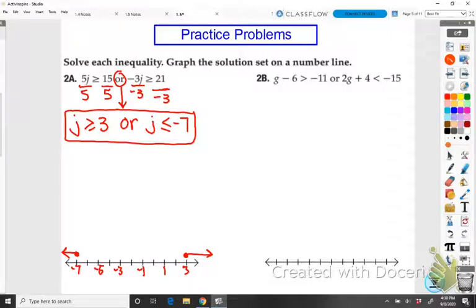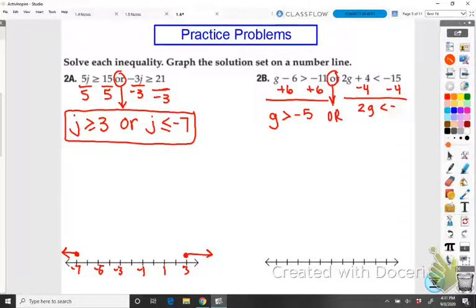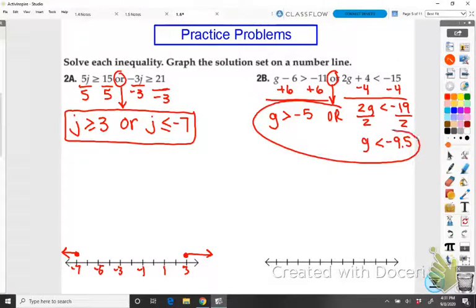All right, and the last one I'm going to do, add 6, left and right. You get g is greater than negative 5. Again, write down the word or for this one. Here's a 2-step, so we're going to subtract 4 first. 2g is less than negative 19. Divide by 2. So g is smaller than negative 9.5. So your answer is these 2 pieces.